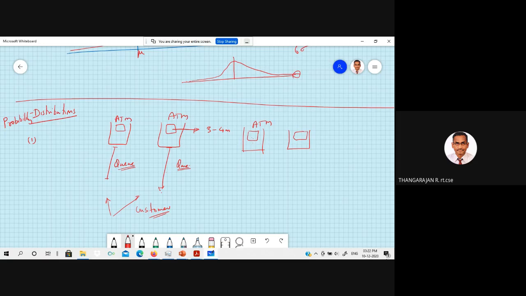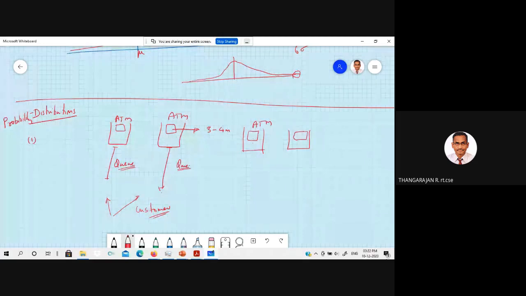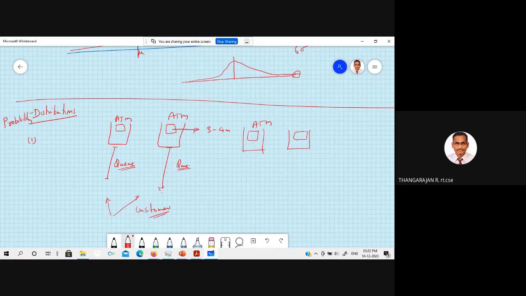Somebody may just go inside, check their balance, and come out. Somebody may go inside and try to deposit money, which will take some 6 to 7 minutes. Sometimes a student may go in to pay the fees, and that will take even more. So the service time ranges from just a few seconds to say 10 minutes.